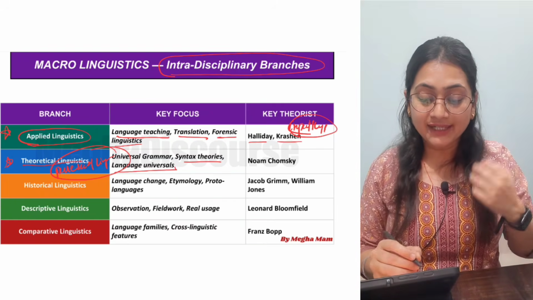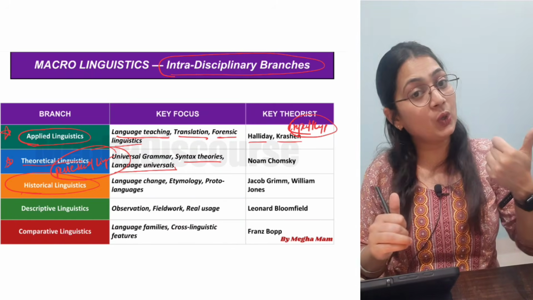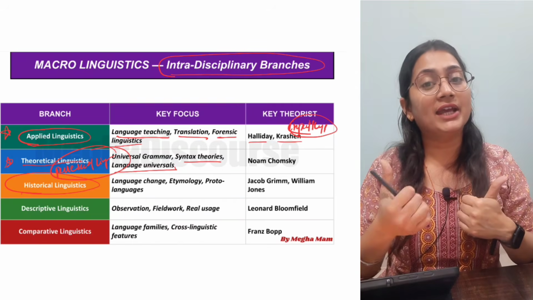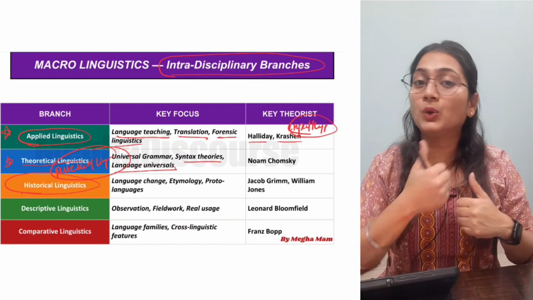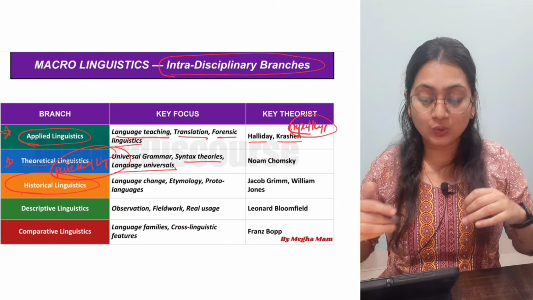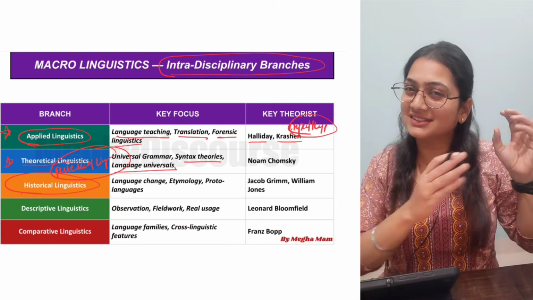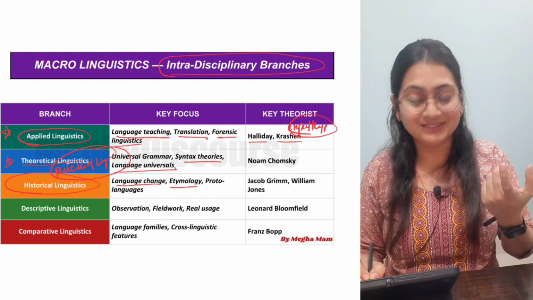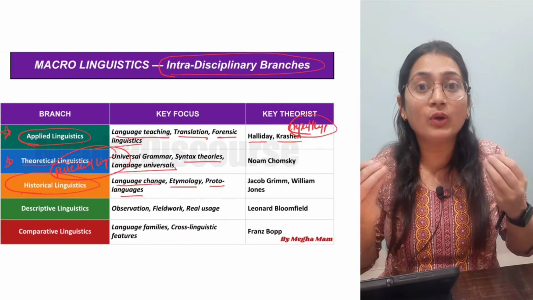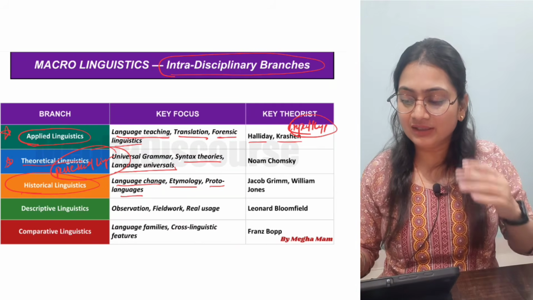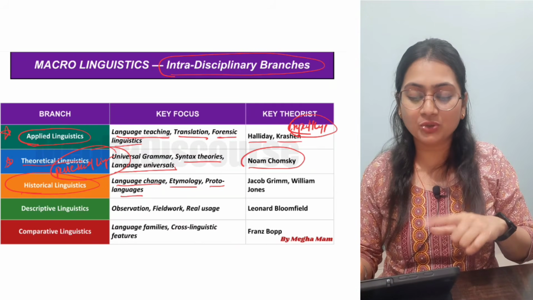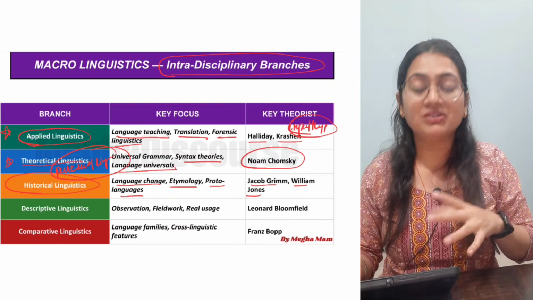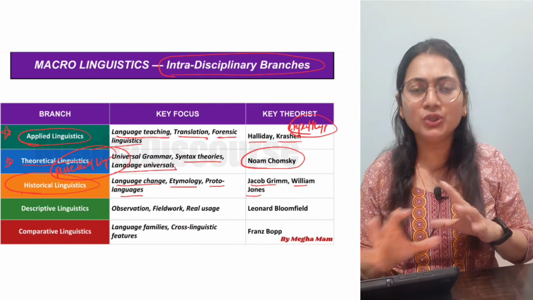So you can say that in theoretical linguistics we understand the underlying structure of a sentence, of a sound, of a word. Okay, now historical linguistics, that is the synchronic and diachronic shift. We understand the difference between synchronic and diachronic. Synchronic means a specific period, diachronic means over a period. So diachronic is a large area, synchronic is a small area. So that is historical linguistics, where there is language change, etymology, proto language. Noam Chomsky is related to theoretical linguistics because he gave the generative grammar rule. Jacob Grimm and William Jones are related to historical linguistics. Okay, you can understand this point.